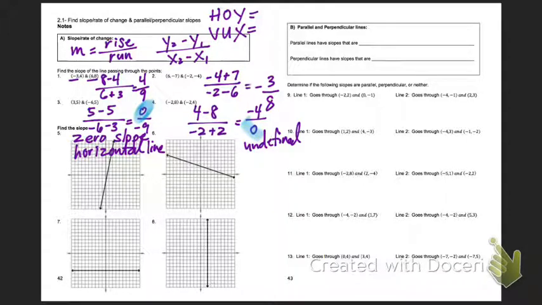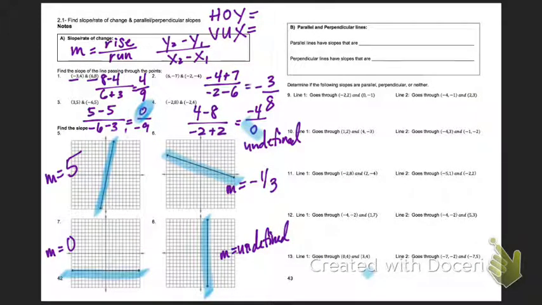Okay, for 5 through 8, you're going to now be looking at the graph. I want you to find the slopes of all 4. You don't have to write the equation, just the slope. I'm going to give you 2 minutes. When you finish, check it with your partner, and then you're going to check it on the board. Okay, here are the numbers that I got.